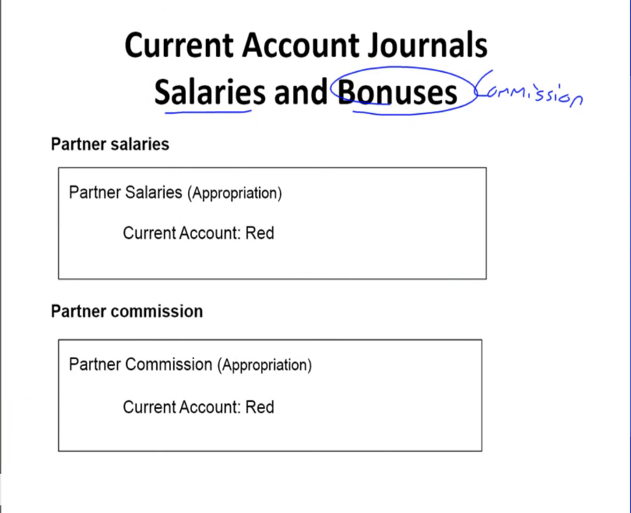So once again, the salary has been debited to the appropriation account and credited to Red's current account. So I'm debiting 1,000 to the salary, and I'm crediting his current account and making the equity account bigger. The partner commission now, we've got to go and do some workings. Let's do the workings for the commission.